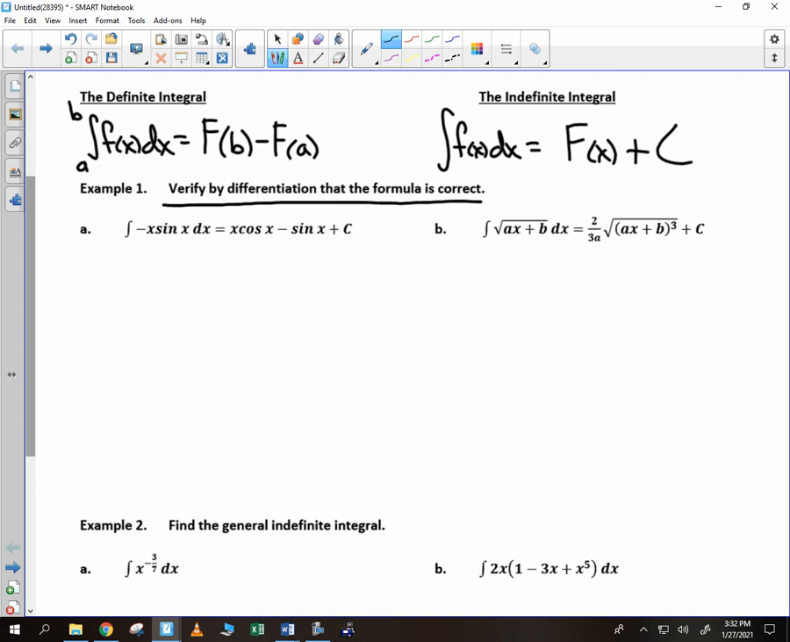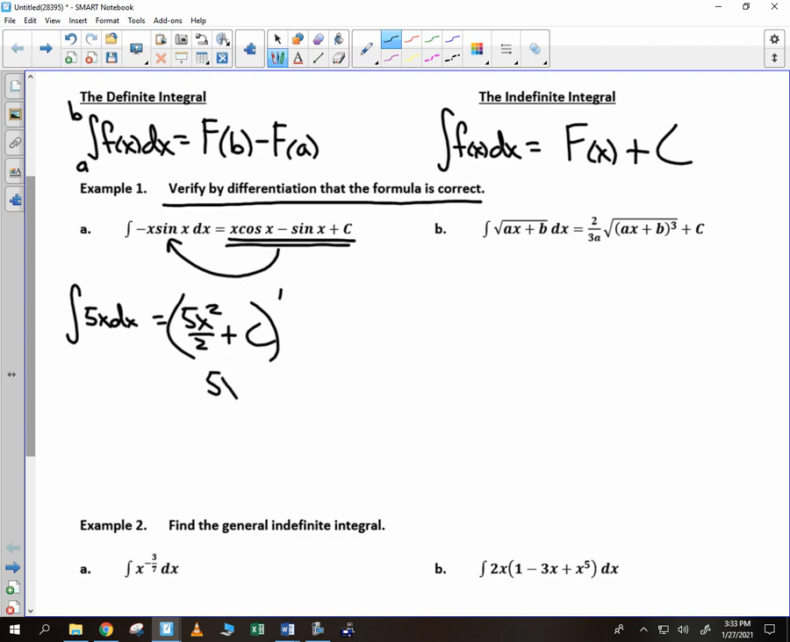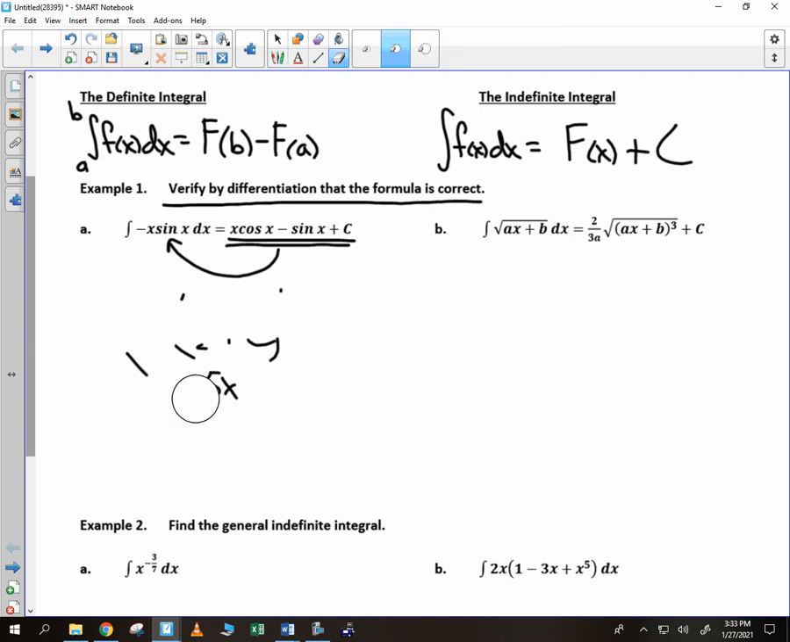So it says verify by differentiation that the formula is correct. Or in other words, anytime you come up with an indefinite integral answer, you can check to make sure your answer is correct by taking the derivative of what I've underlined, and you should get that. So an easy example, the integral of 5x dx, we would say is 5x squared over 2 plus c. Well, if you want to show that's correct, take that derivative. If you put the 2 in front, notice you get 5x, and the derivative of c is 0. So that matches up with that. So you can always take the derivative to check to see that they work.